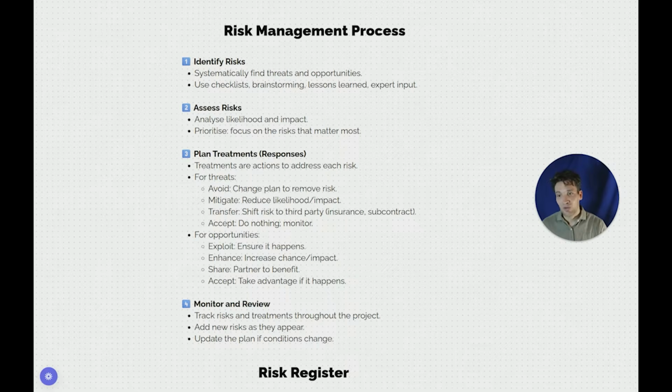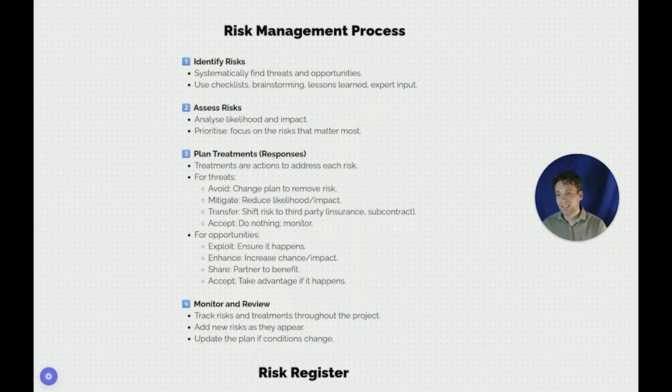For opportunities, we want to exploit them, so take steps to ensure that they happen. Enhance them, increase the chance that they're happening or the impact if they do. Share them, partner with someone to increase the chances of them happening. And accept them, that is, take advantage if it happens, but not take any steps to increase the likelihood.